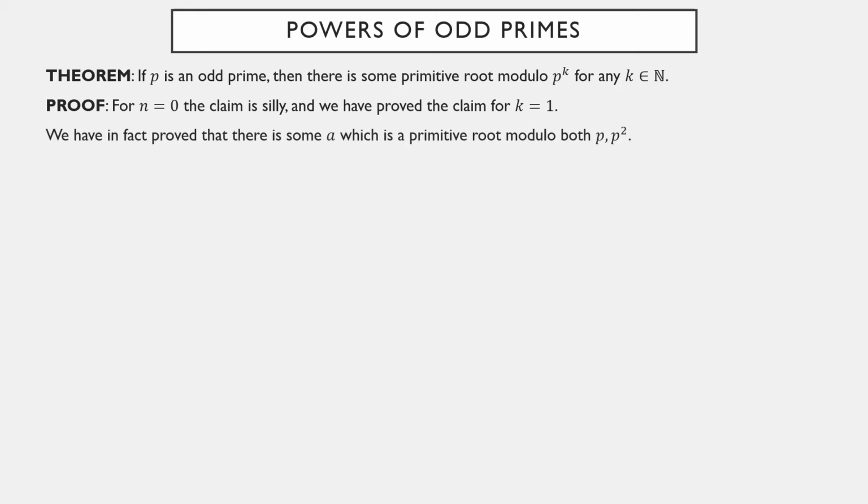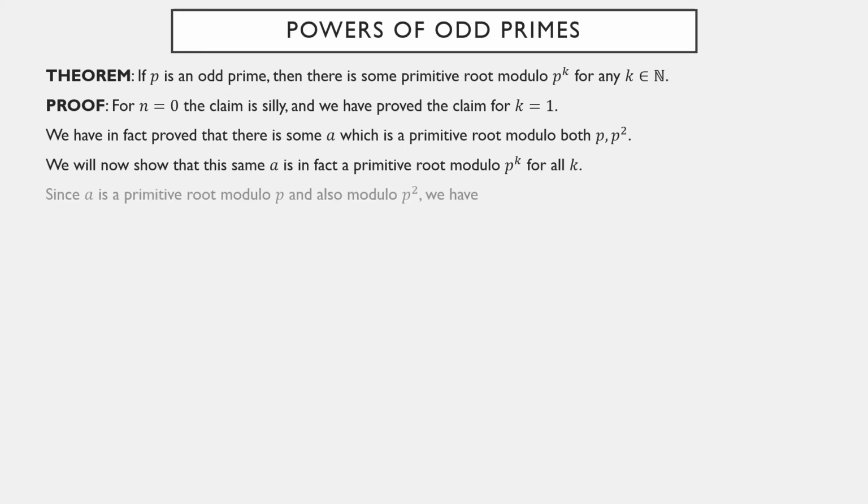In fact, we showed the claim for 2, and more specifically, we showed there is definitely some number which is a primitive root modulo both p and p squared. In the proof before, it was either a or a plus p. Whichever one it is, I'm just calling it a. So there is now one integer, a, and it is a primitive root modulo both p but also p squared. We're now going to show that this same integer is a primitive root for all powers of p.